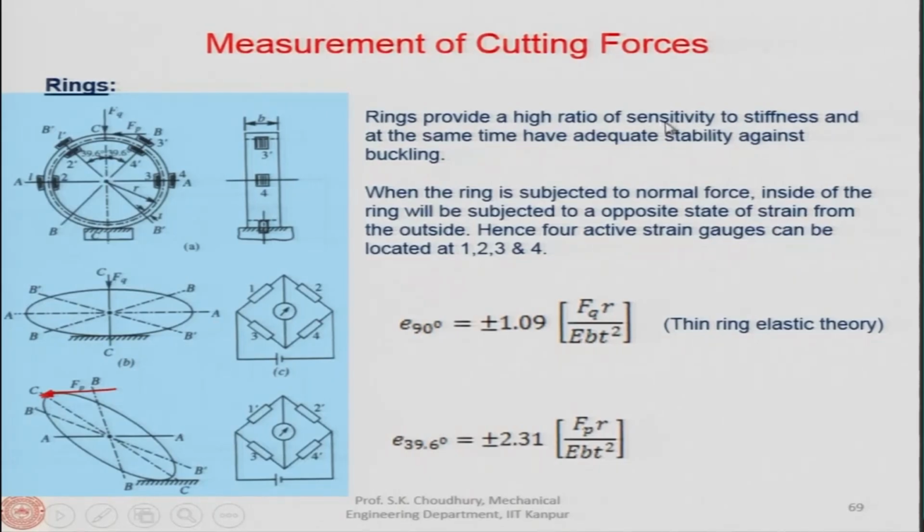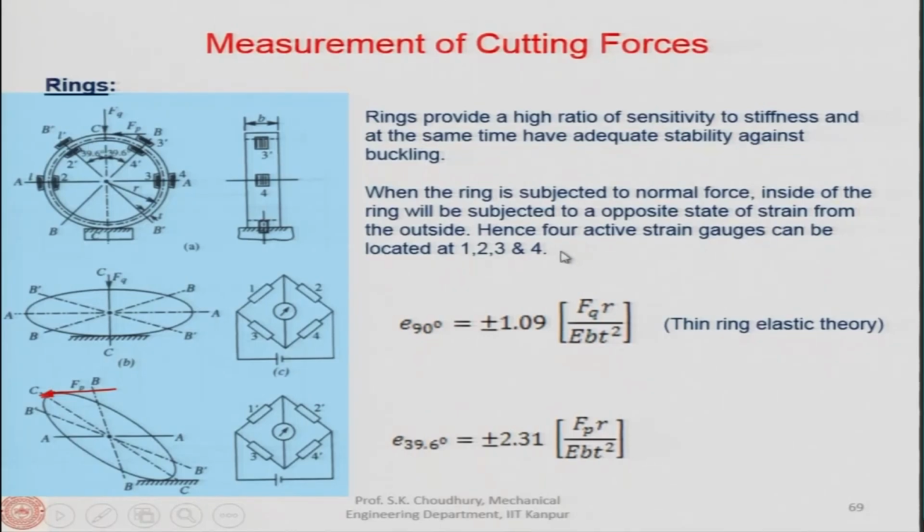So, it is very sensitive, in the sense that a small force will also be sensed, and the stiffness is such that even when a very high force is imparted, it will not lose its stiffness, and it has the ability to resist buckling, as we said. When the ring is subjected to a normal force, let us say this is Fq, the inside of the ring will be subject to the opposite state of strain from the outside. Whatever strain comes on the outside, the inside will have the opposite strain.